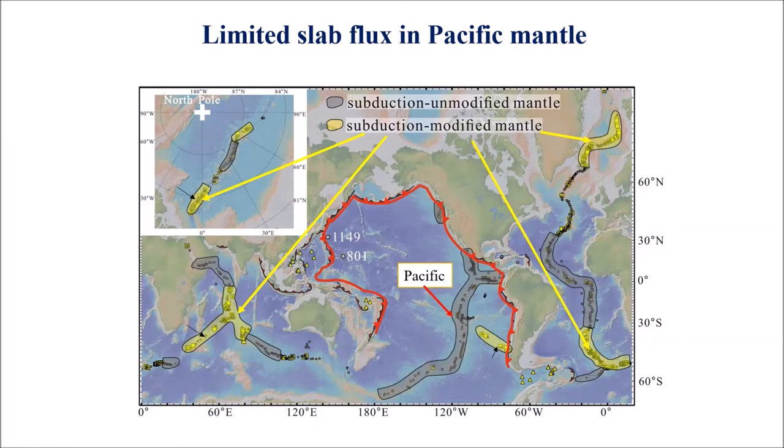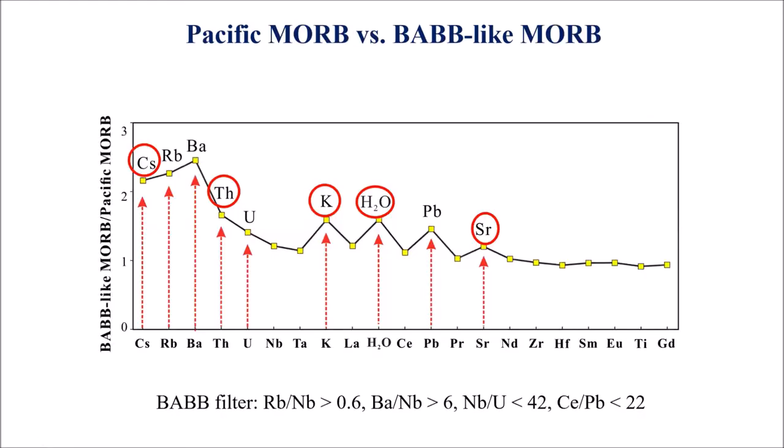So it is clear that the subduction-modified mantle, the yellow fields, is distributed in the Arctic, in the Indian Ocean, and also in the Atlantic Ocean. Well, which actually is consistent with previous and recent regional studies. Surprisingly, there's very limited slab flux in the Pacific Ocean, except for the Chile Rise, where a slab window is believed to have opened. So we then compare the average compositions of the Pacific MORB with the BAB-like MORB globally.